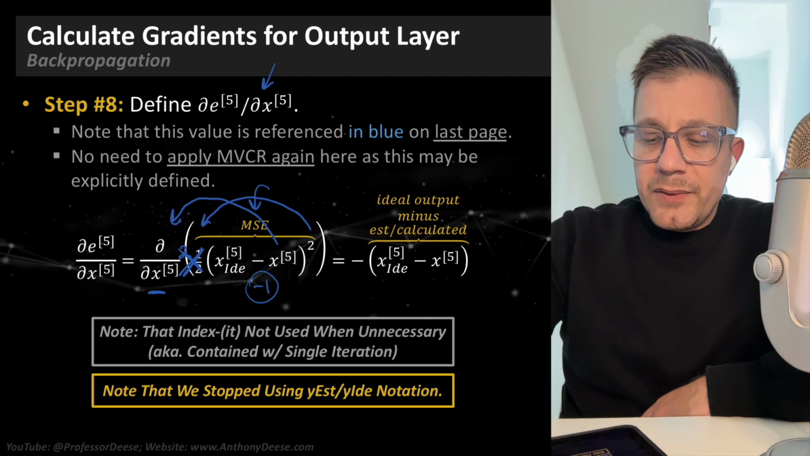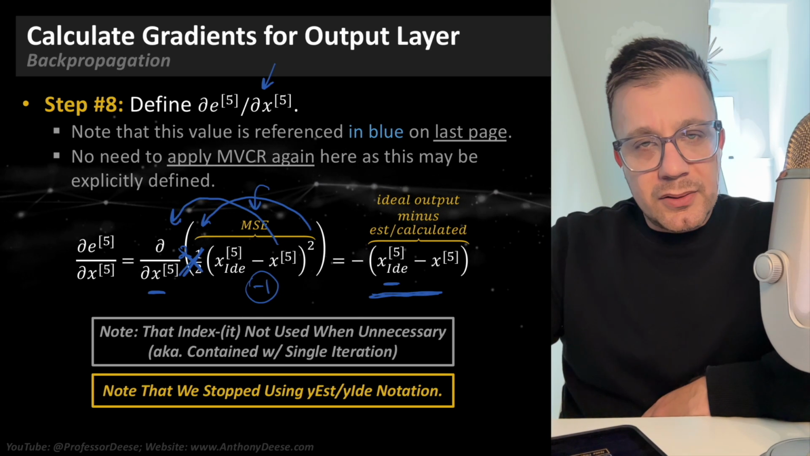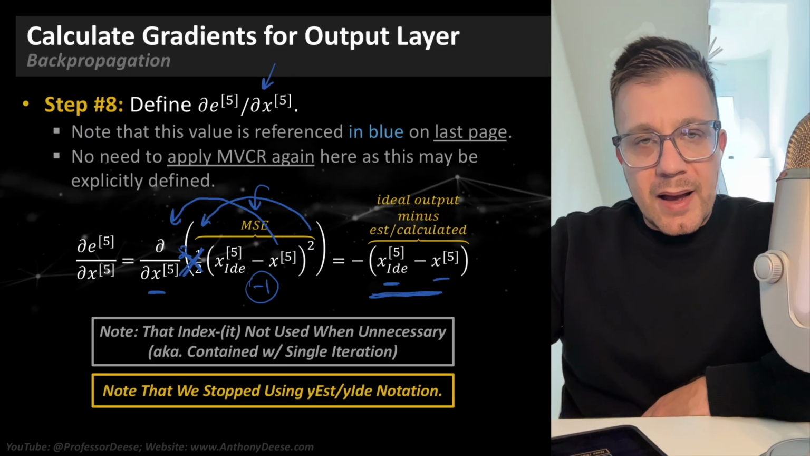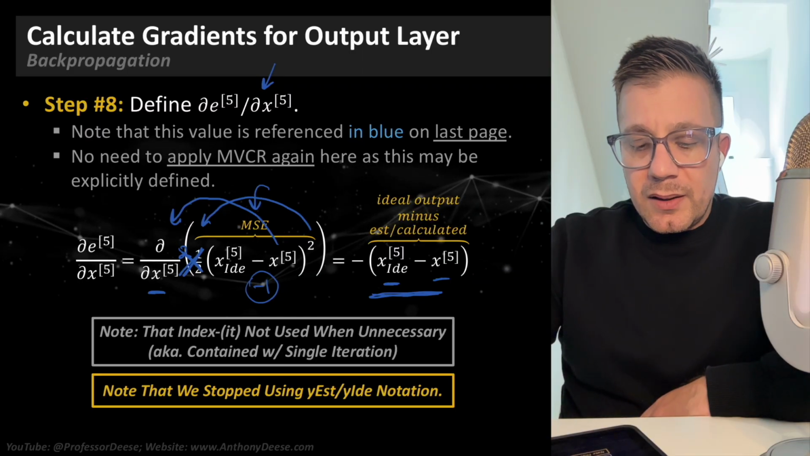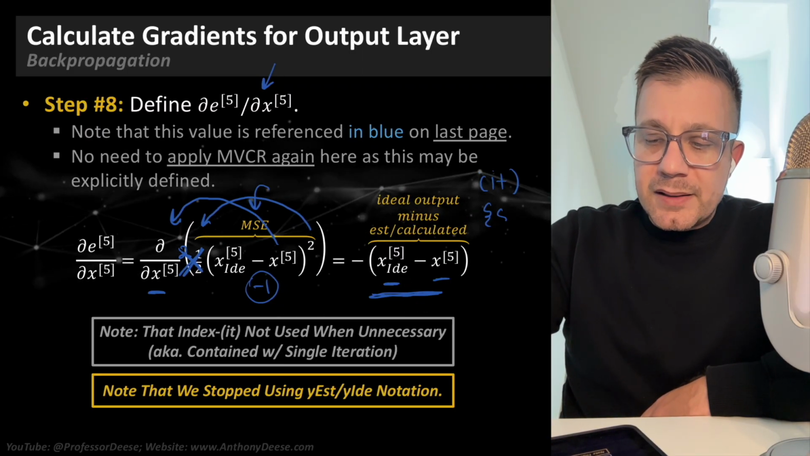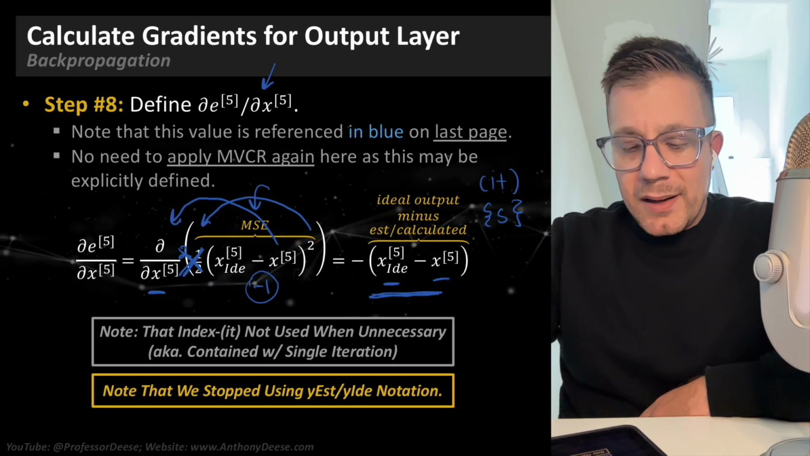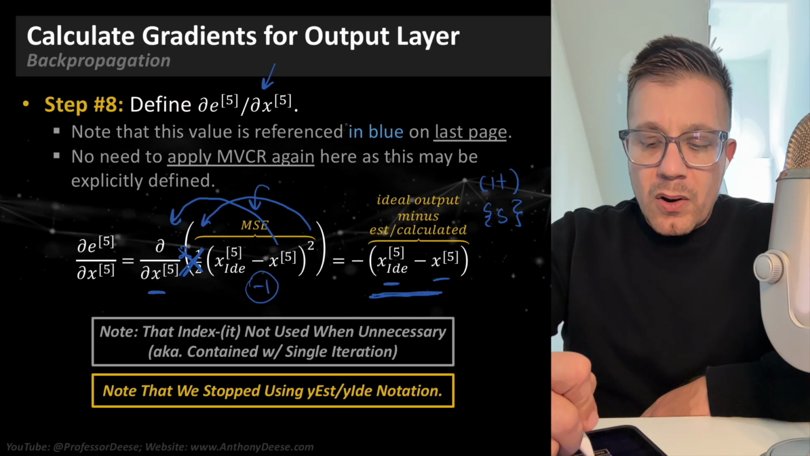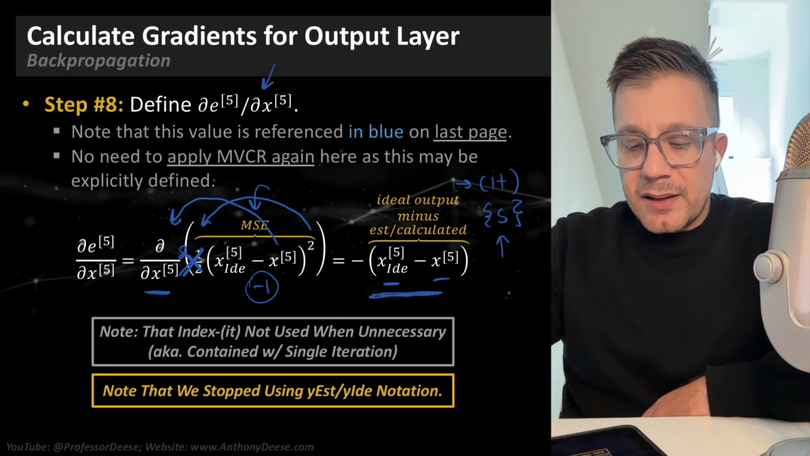That moves out front, yielding this result here, -1 times the difference between the ideal state of node x5 and the estimated or calculated state of node 5. Now, one thing to note here is that neither the superscript index IT nor the sample number are used for this equation. We're not going to use them when it's unnecessary. So, for example, all of the values in this equation should be associated with a single iteration as well as a single sample.